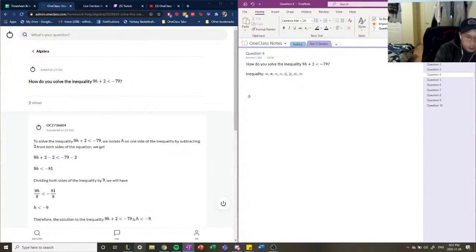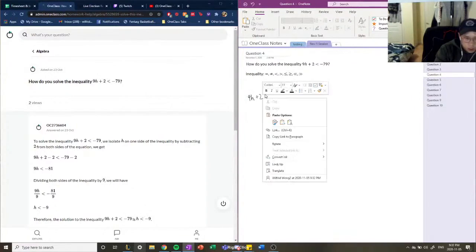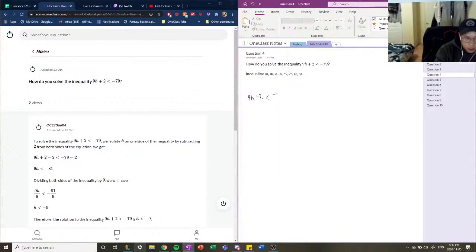Okay, so let's say here 9h plus 2 less than negative 79. Okay, so we're going to move the 2 to the other side. So we're going to subtract 2 from the left side and the right side. And we get 9h less than negative 81. And we're going to divide both sides by 9 to get rid of this 9. So we're just left with h less than negative 9. So that is our solution to this inequality. For every h less than negative 9, this statement holds true.